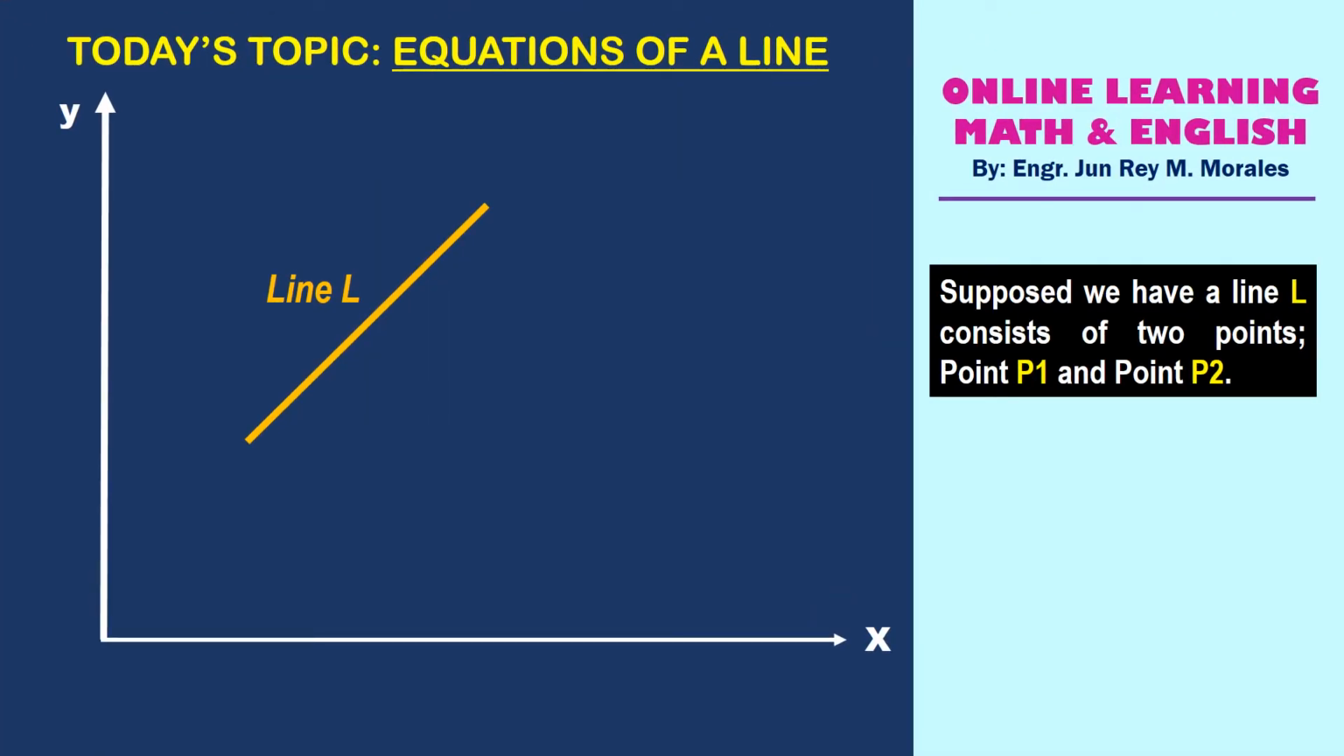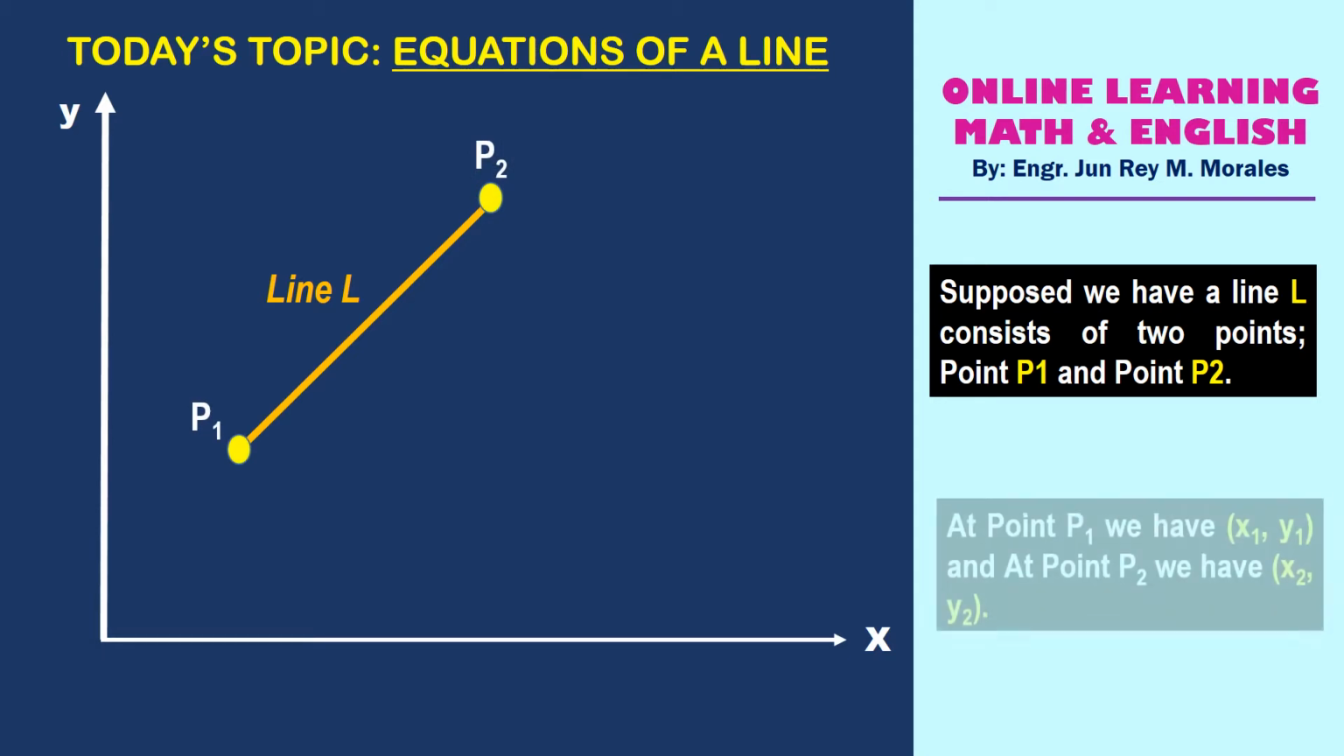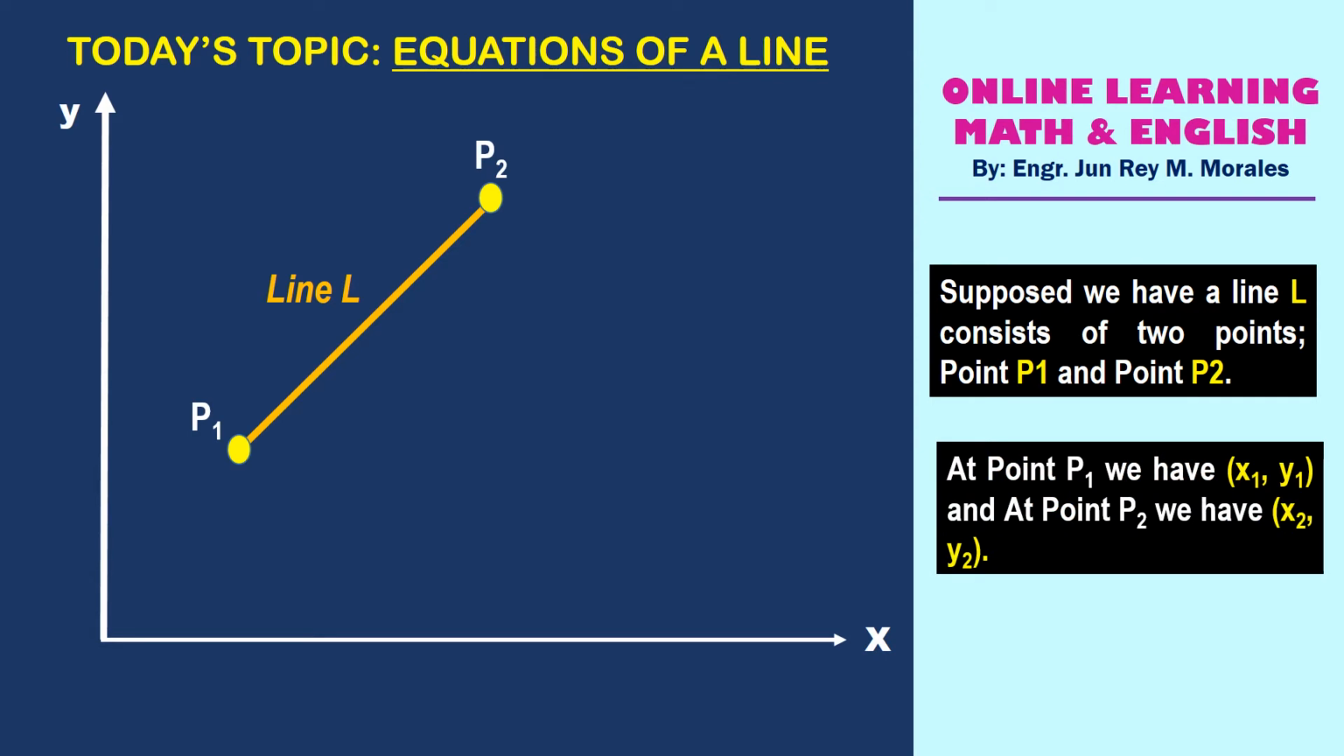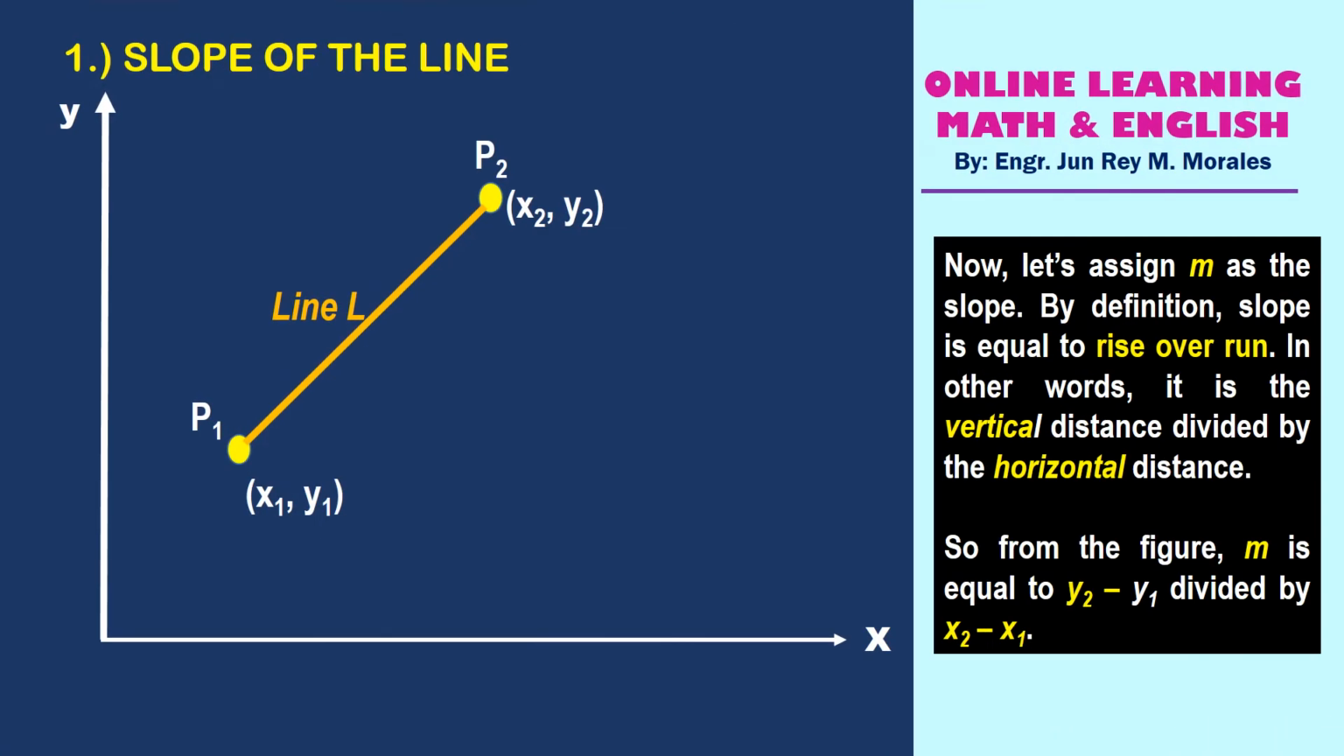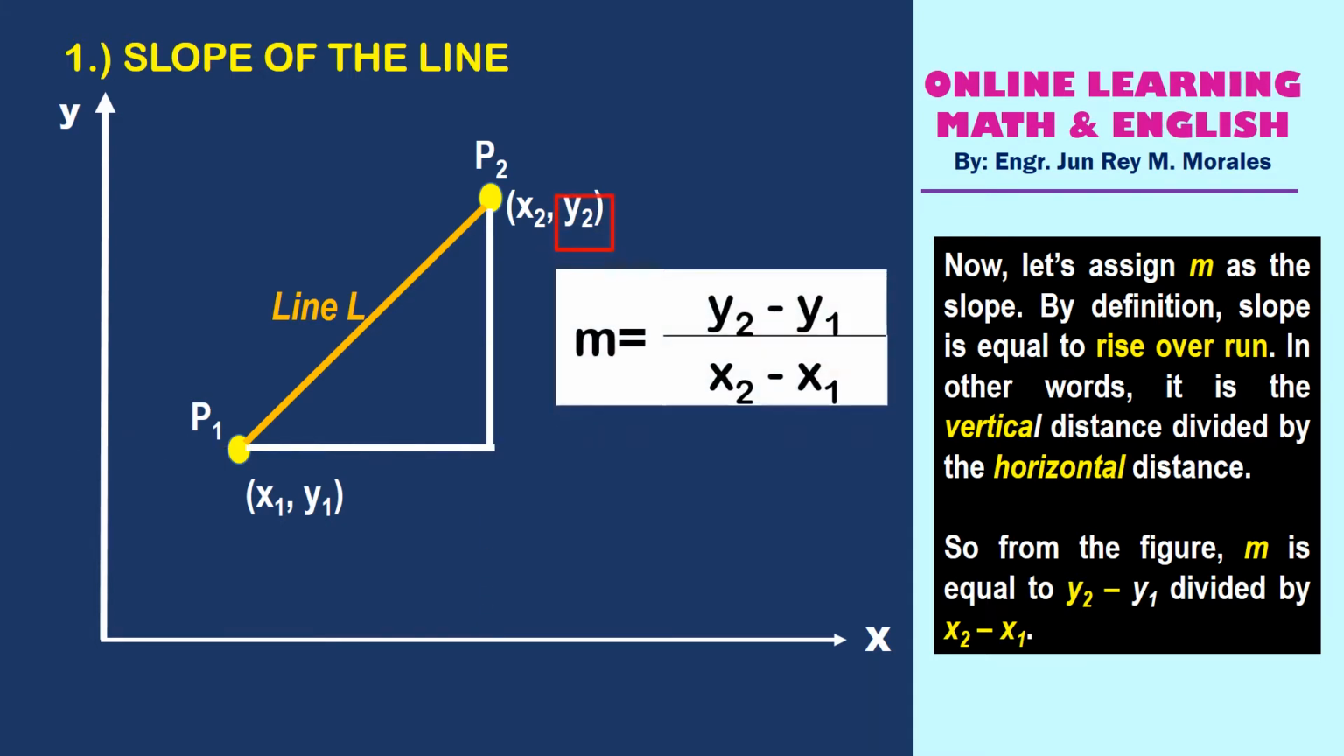Suppose we have a line L consisting of 2 points, point P1 and point P2. At point P1 we have coordinates denoted as x sub 1, y sub 1, and at point P2 we have x sub 2, y sub 2. Now, let's assign m as the slope. By definition, slope is equal to rise over run. In other words, it is the vertical distance divided by the horizontal distance. So from the figure, m is equal to y sub 2 minus y sub 1 divided by x sub 2 minus x sub 1.